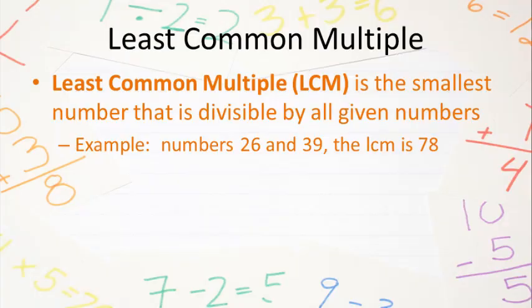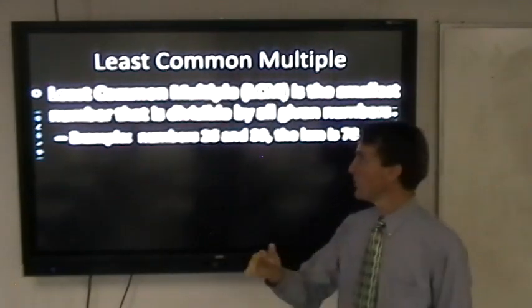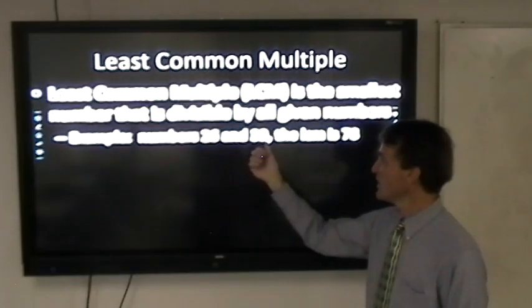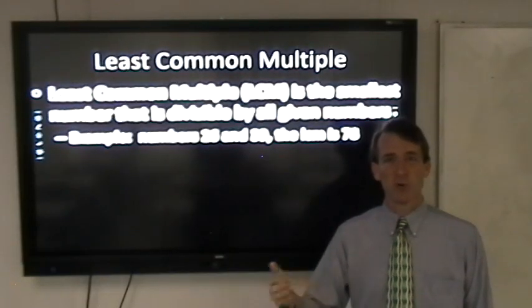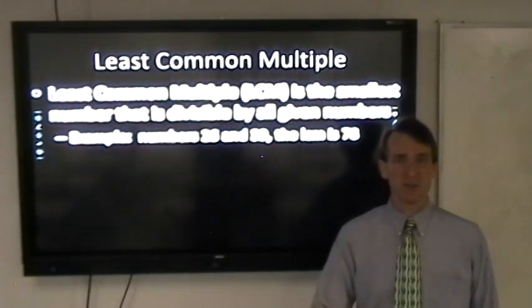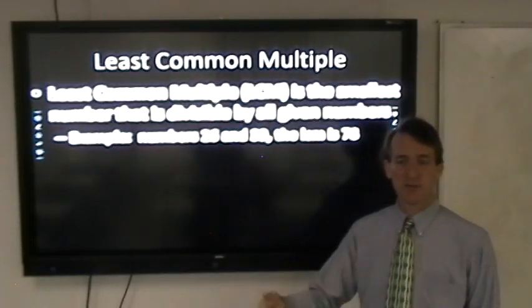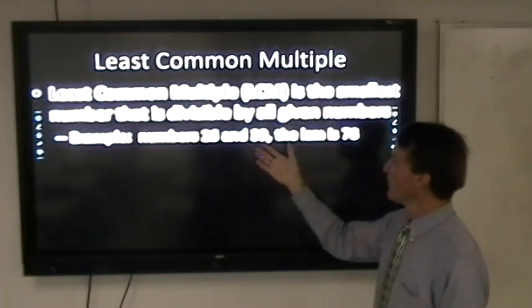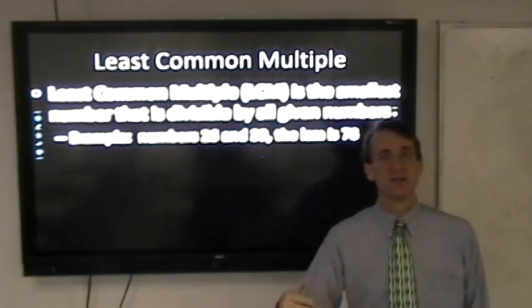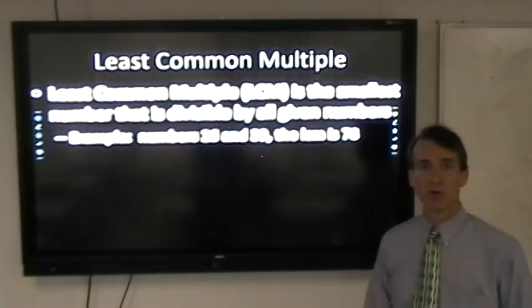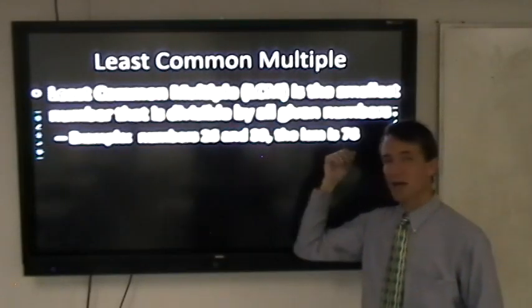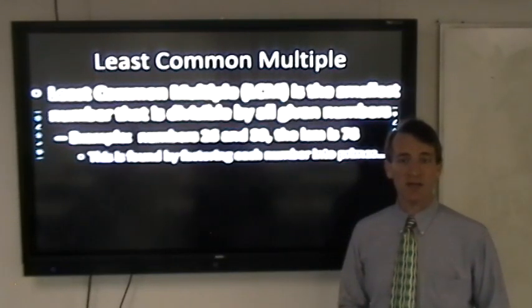So, as an example, numbers 26 and 39. What is the smallest number that I can get that if I were to divide that number by 26 and by 39, I would come up with a whole number? So if we think about the multiples of 26, well, I could have 26, 52, 78, and so on. If I tried 39, I would have 39, 78, and so on. So the least common multiple of 26 and 39 is indeed the 78 number.